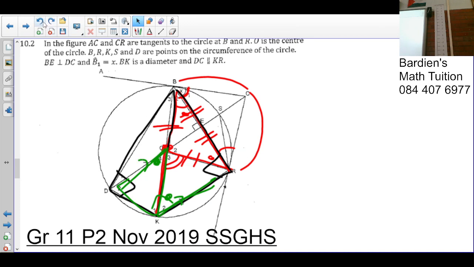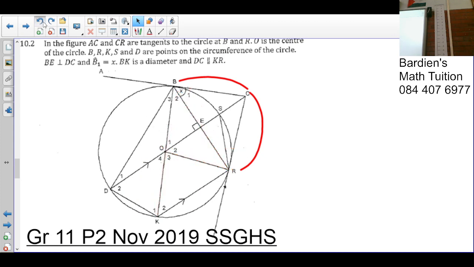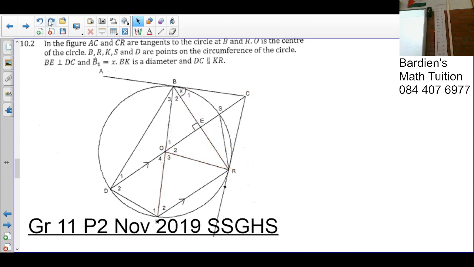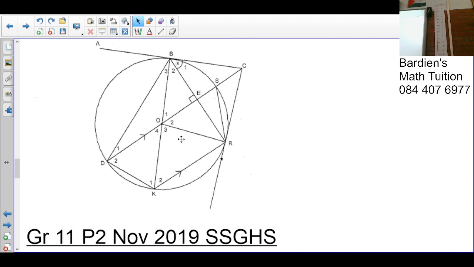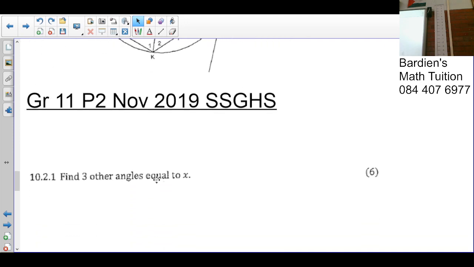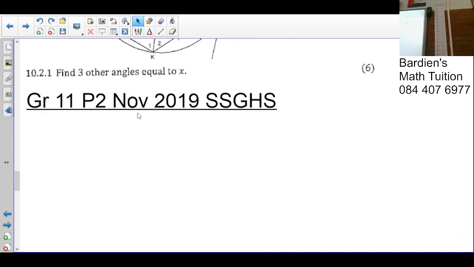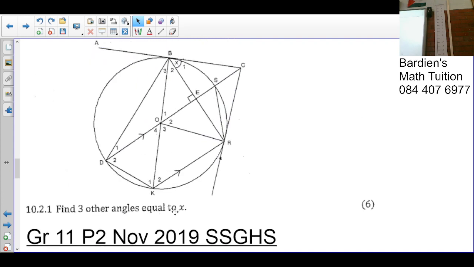Alright, so let's just take it off. So the first question says, find 3 other angles equal to x. 10.2.1, 3 other angles that are equal to x.